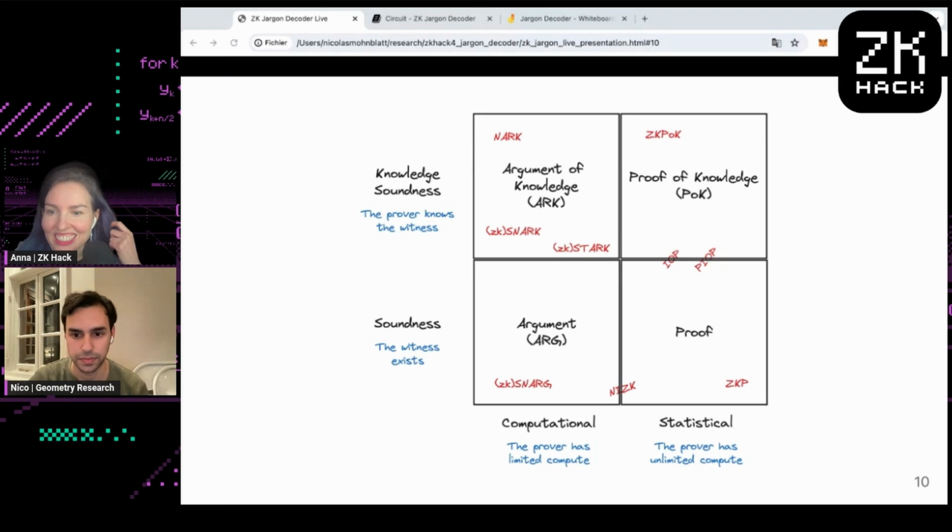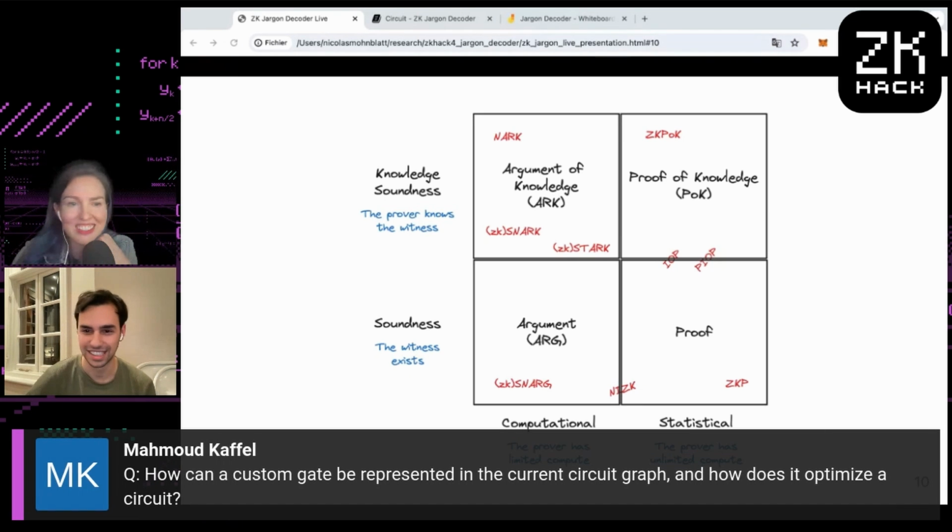Let's see. So now there's a few on gates, and I know that this is a question from a little bit earlier, but because we're kind of flipping around a little bit, I think the questions on the gate stuff came after the polynomial ones. Context switching. Yes. How can a custom gate be represented in a current circuit graph?